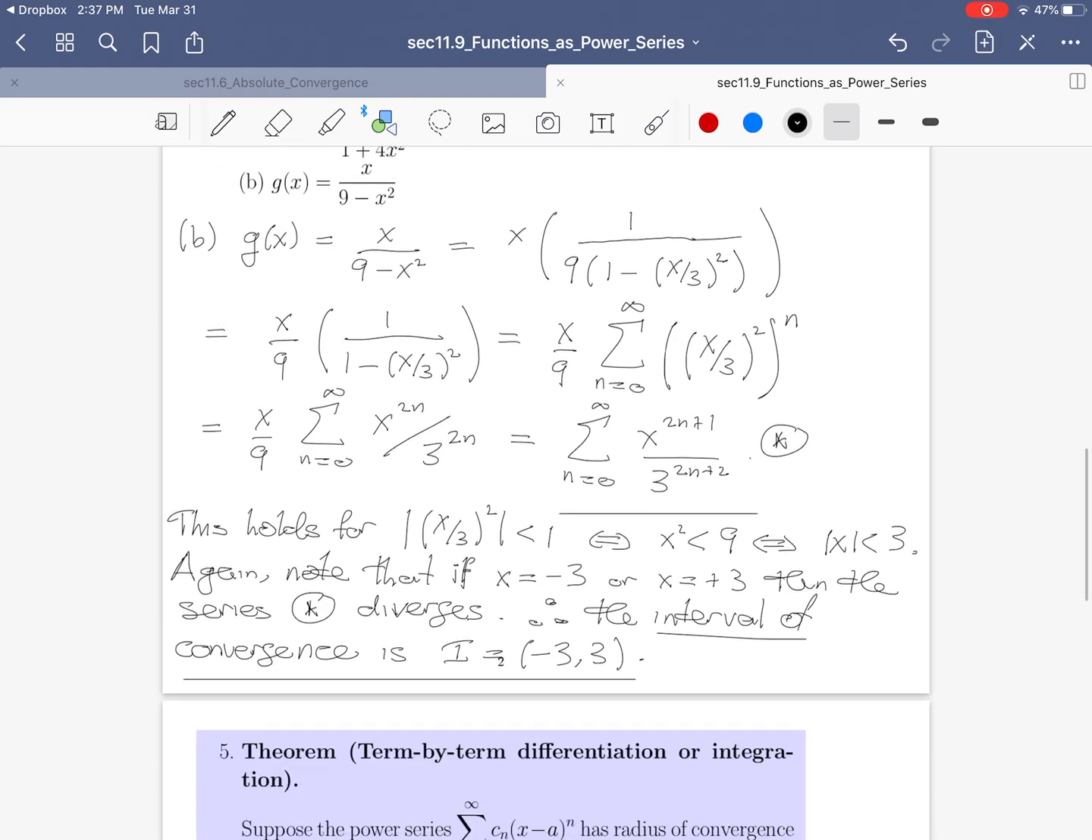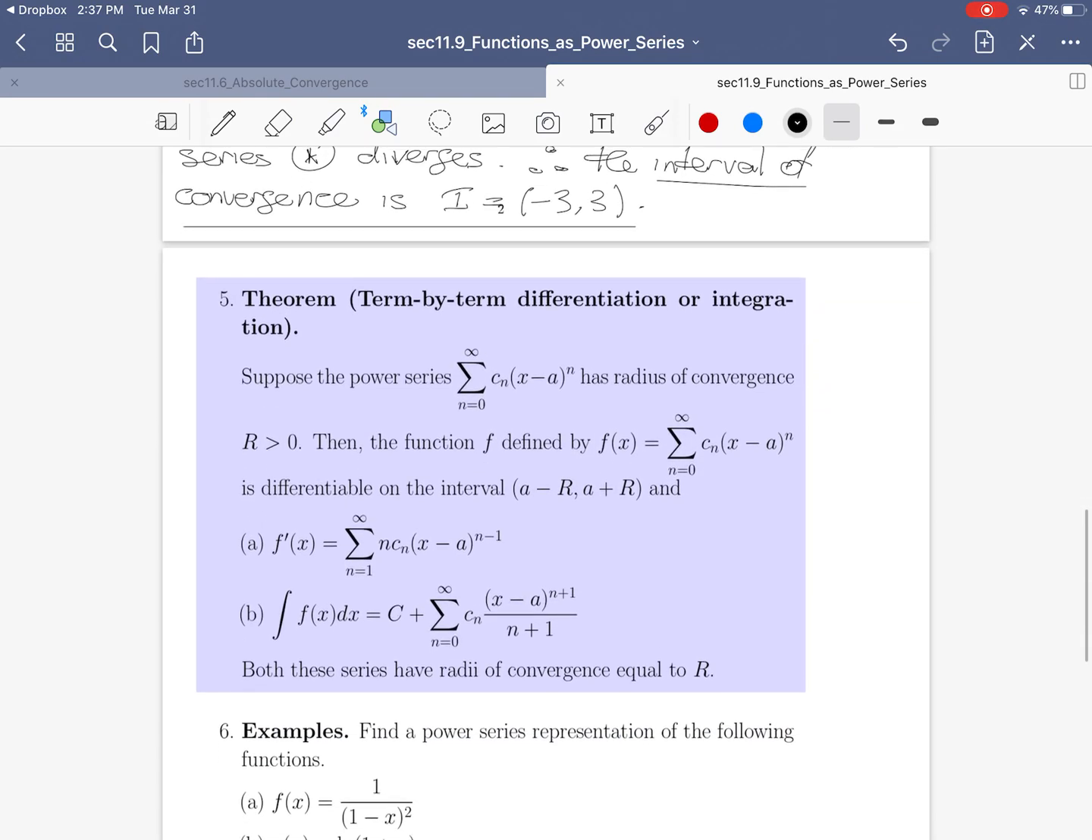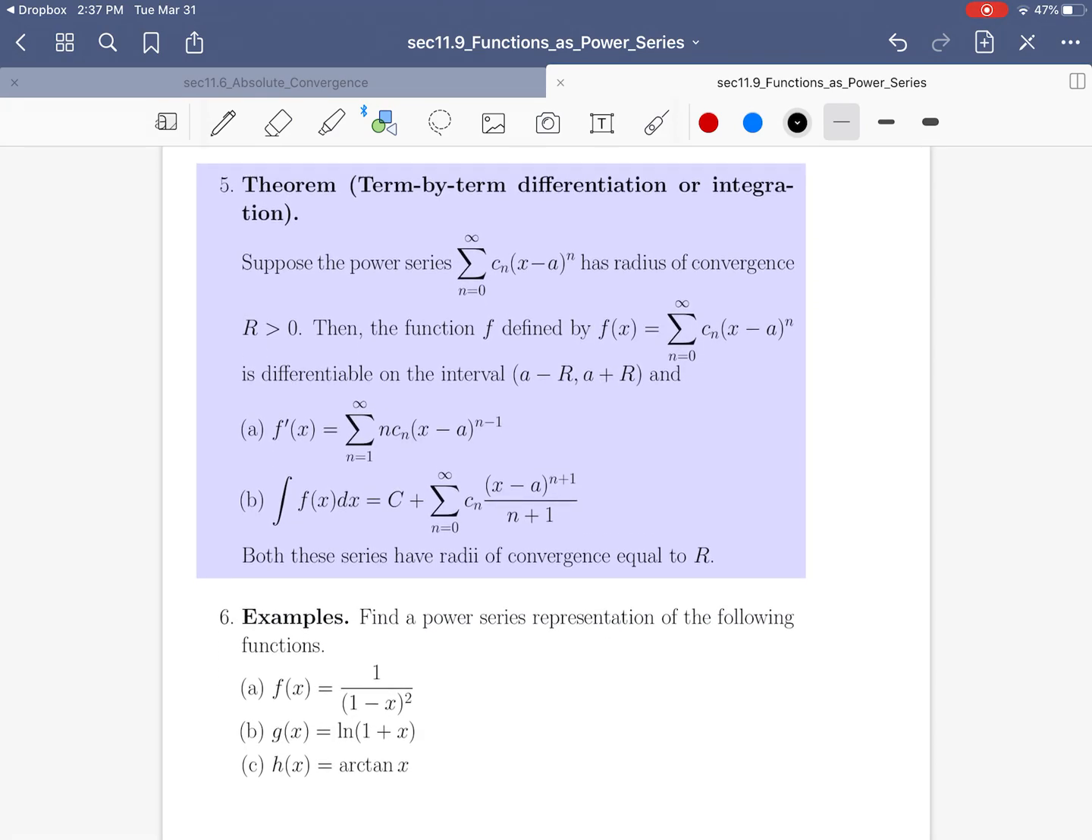Okay, so what we've seen in these examples is that if you have a function that looks something like 1 divided by 1 minus a function of x, then you can find its power series expansion, just by using what you know for the power series expansion of 1 over 1 minus x. So there's another way in which we can try and build power series expansions, and that's by differentiating and integrating.